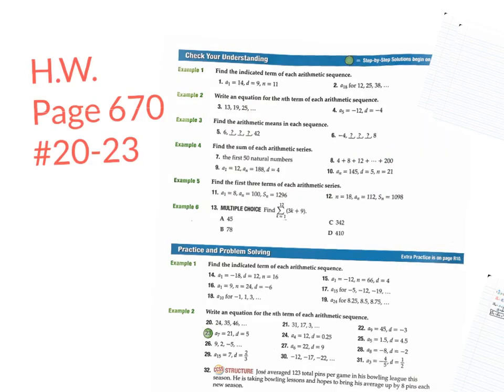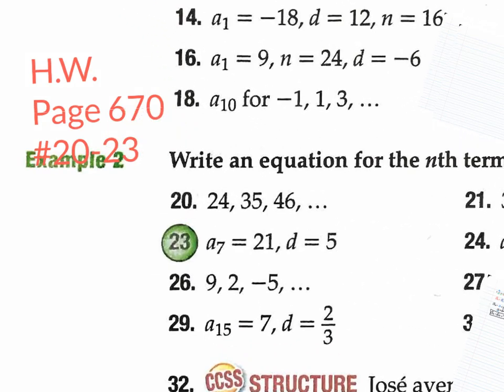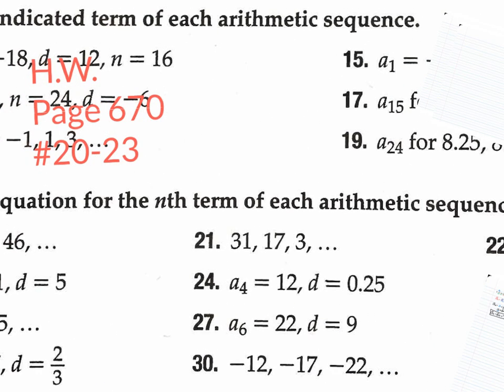Page 670, numbers 20 through 23. So check out number 20. That one's pretty easy. They give you the a sub 1. You could find the common difference by doing 46 take away 35. If you look at 21, same deal. A sub 1 is really easy to identify. It's 31. Common difference is 3 take away 17, or 17 take away 31.